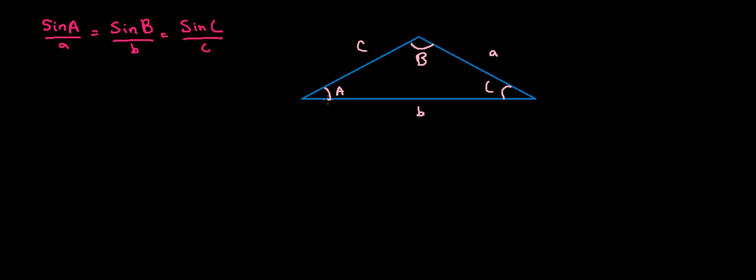If this is angle A, then the side across from angle A is side A. This is angle B, the side across from angle B is side B. And the same for side C. And as I said, this is just one of the methods used for solving a few types of non-right triangles.